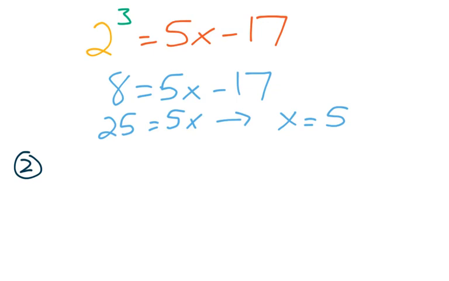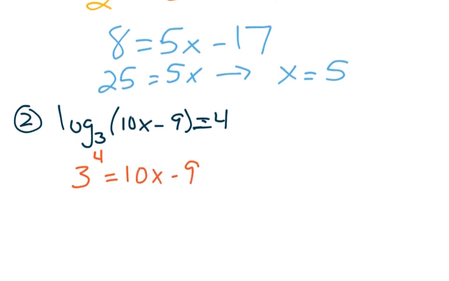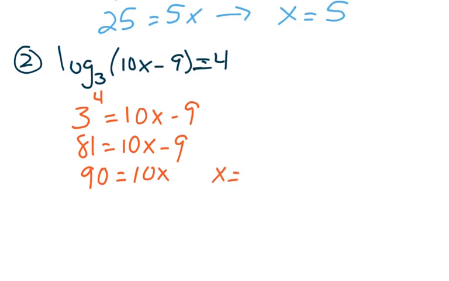Number 2, we'll try the log base 3 of 10x minus 9 is equal to 4. Okay, again, rewrite it in exponential form. Your base becomes 3, your exponent is 4, and it's equal to what's left, 10x minus 9. 3 to the 4th power is 81. So 81 is equal to 10x minus 9. Two-step equation here, add 9 to both sides, that gives me 90 equals 10x, which means that x is equal to 9. Those are pretty basic examples.